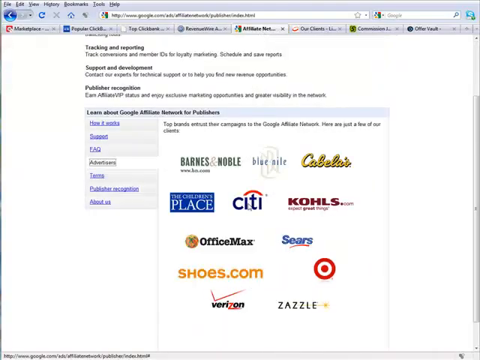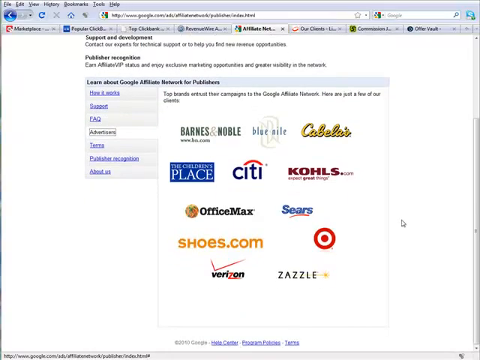Okay, so another affiliate network that you can get involved with is the Google Affiliate Network. Now, unless you actually sign up to be a member of that network, you're not able to see the different offers that are available, but Google is nice enough to give us an idea of the different companies that they do work with. So Barnes & Noble, a big, huge publishing company that sells books and different things, very much a competitor with Amazon.